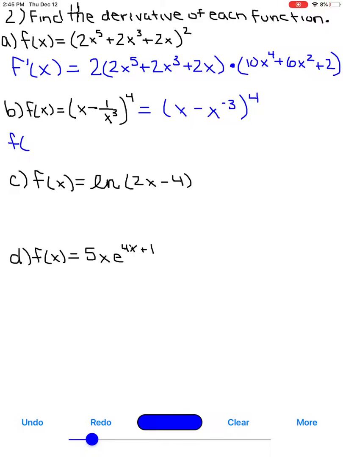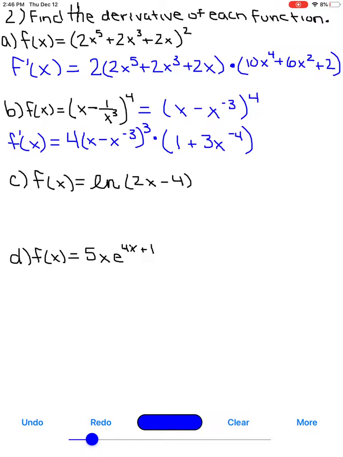So it'll be f prime of x equals the derivative of the entire quantity. So we'll bring the 4 down, multiply it by the inside, and then take 1 off of our exponent. Then we multiply it by the derivative of the inside, which is 1 plus, because we have the negative times the negative 3x, and then subtract off that 1 to the negative fourth, and that's your answer.